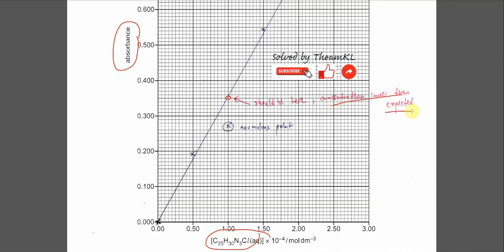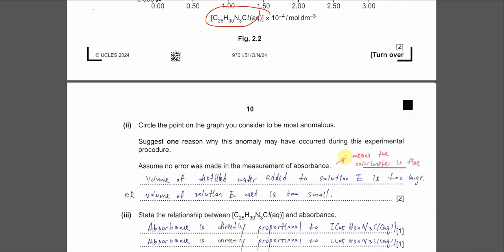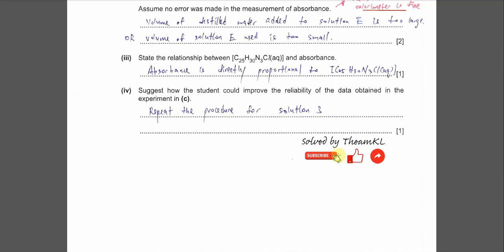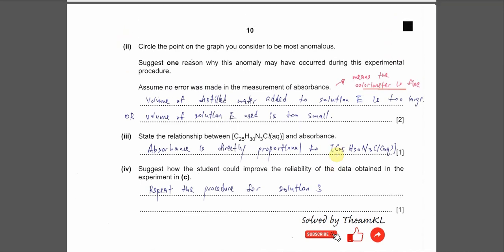Why is the concentration lower than expected? There are two reasons, but you can just give one. First, the volume of distilled water added is too large. With more distilled water added, the solution becomes more dilute, so the concentration is not there. Or you can say that the solution E added is too small. You just choose one of them, and these two will cause the concentration to be lower.